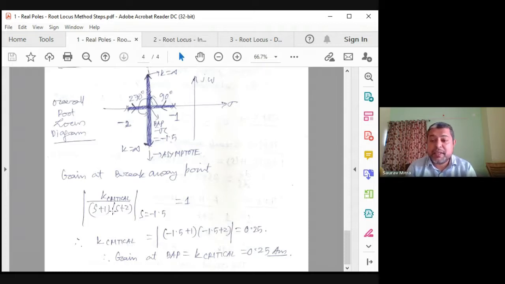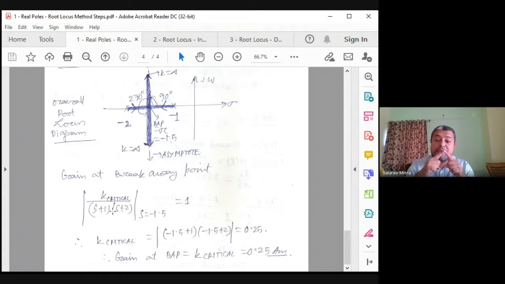That means when the system gain K is equal to 0.25, so you started from 0. At 0, the pole positions were at minus 1 and minus 2. Then if you increase it to K is equal to 0.25, you find that minus 1 and minus 2 both come and collide with each other at minus 1.5.